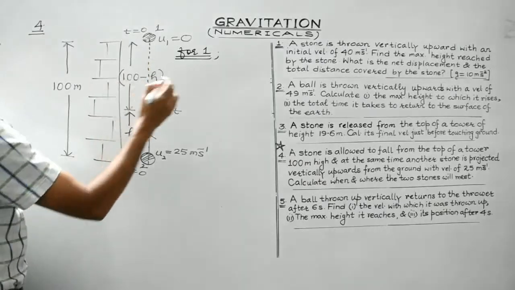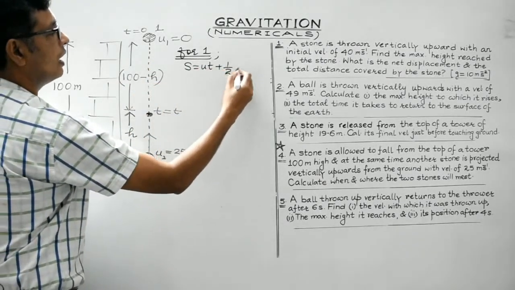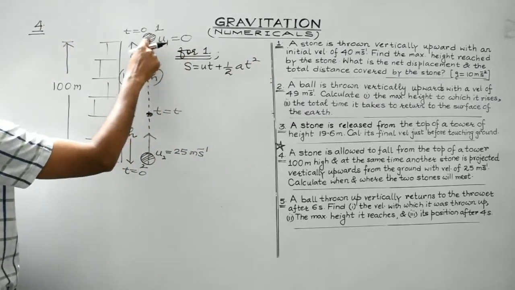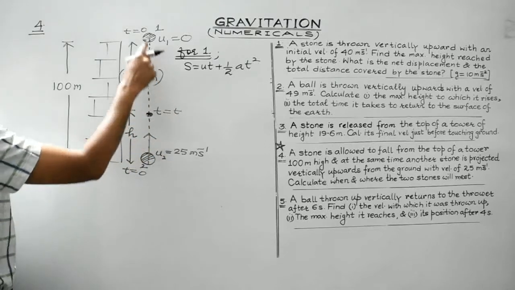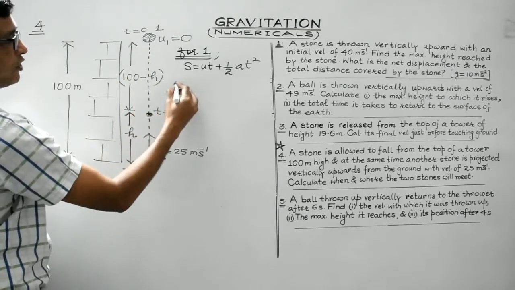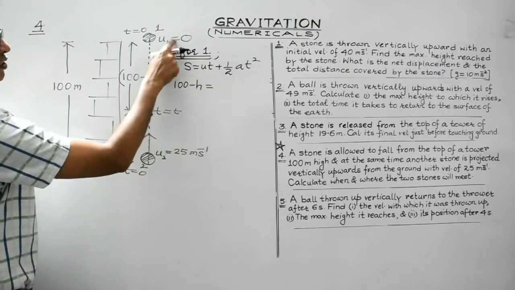For the first ball, we'll make use of the equation s equals ut plus half at square. For ball 1, we are considering motion from this point to this point, that is, during time t. What is the distance covered by ball 1? That is 100 minus h. What is the initial velocity? It is 0.